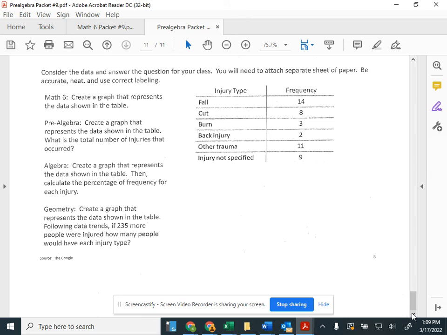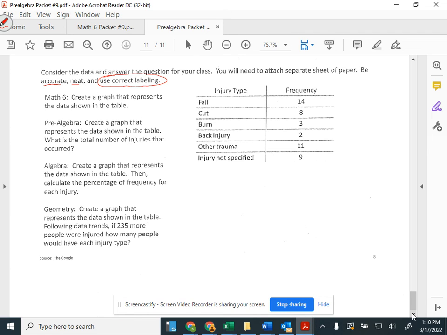This is important for us all to see. In our directions, it says be accurate, be neat, and use correct labeling. I want to see titles on my graphs. I want to see the labels on the graph. We have a big empty space here. You have an empty space on the back of your page. If you want to do it on a separate piece of paper, staple it on. What do you think would be a good title for our graph? Looking at our table, what's a good title for the graph?